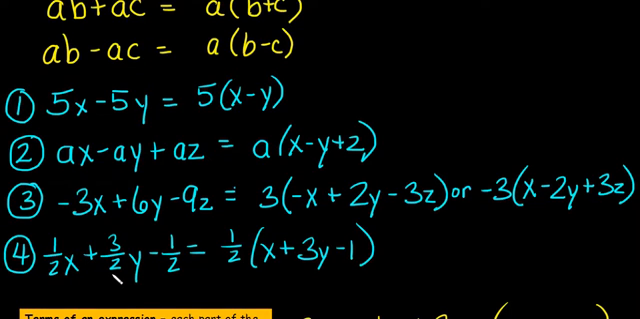This one looks a little harder because it's fractions, but we're going to do it the same way. 1/2 x plus 3/2 y minus 1/2. Hopefully you notice they all have at least a half in common. So if I take my half out, here I'm left with just x. Here I'm left with 3y because I took the 1/2 out. And here, when I take the half out, any number is multiplied by 1, so you have to leave that negative 1 inside when you take the half out.